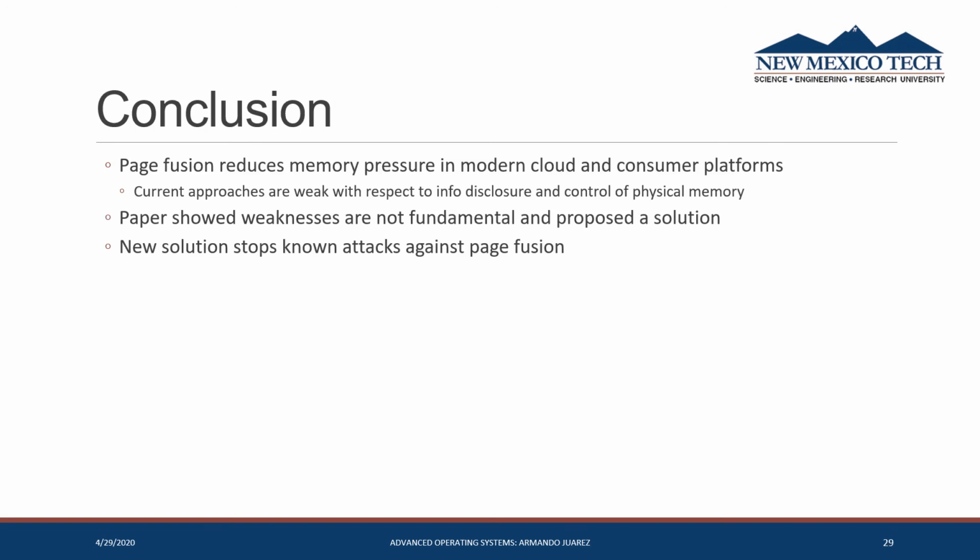So with respect to all that was talked about in this paper today, they came to this conclusion. Page fusion reduces memory pressure in modern cloud and consumer platforms. Unfortunately, the current approaches are weak with respect to information disclosure and control of physical memory. And so in the paper, they show the weaknesses are not fundamental and proposed a solution, VUsion. And then they were able to show that the new solution stops known attacks against page fusion.